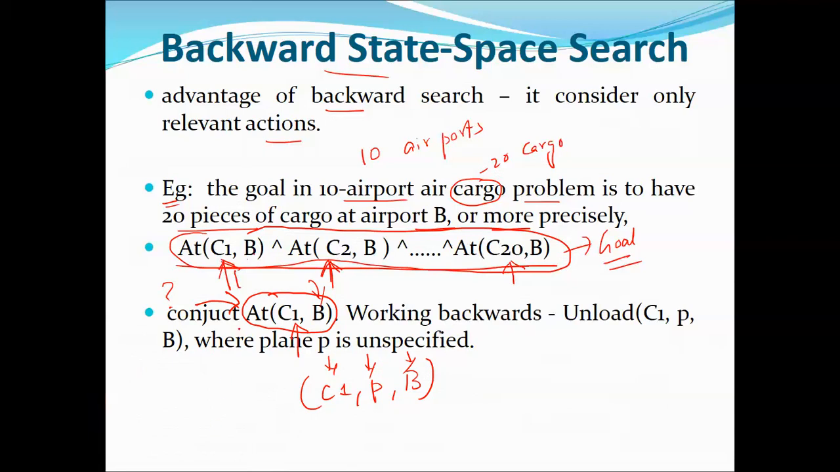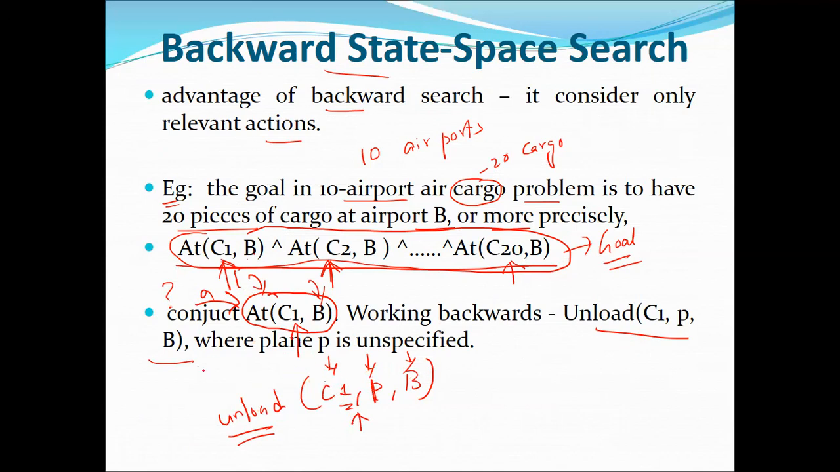That is, which step leads to this step? Previously, if you perform the action Unload(C1, P, B), that will lead to this step. Which means unload the cargo C1 from a particular plane P at airport B, which means the cargo C1 is already in the plane P and the plane P is at airport B. Only if this situation holds is this possible. So its previous step should be something like this: the cargo should be in plane P and plane P should be at airport B. If that is the case, then we can perform the unload operation and move the cargo C1 from plane P to airport B.